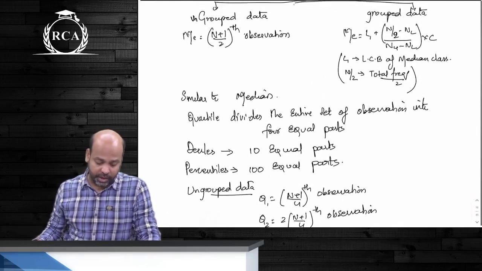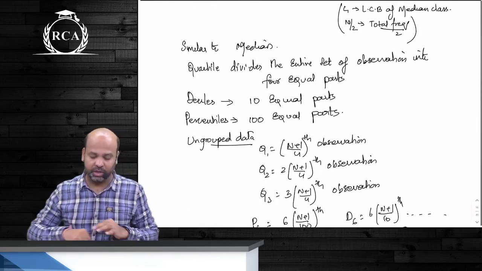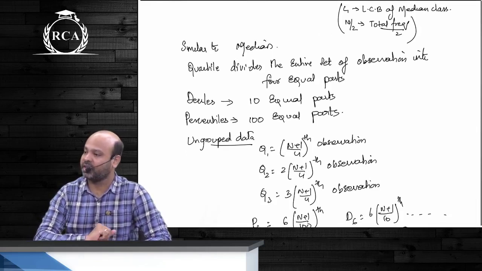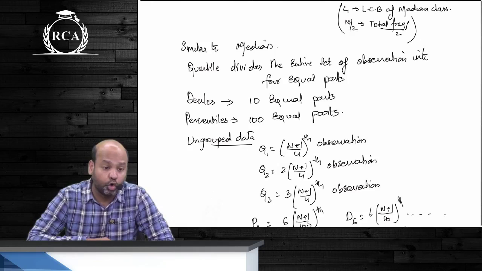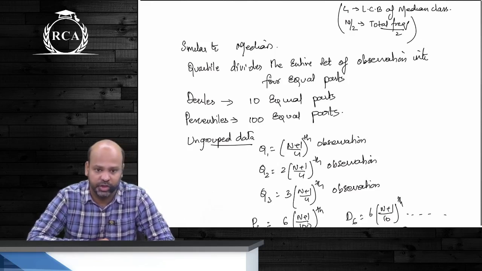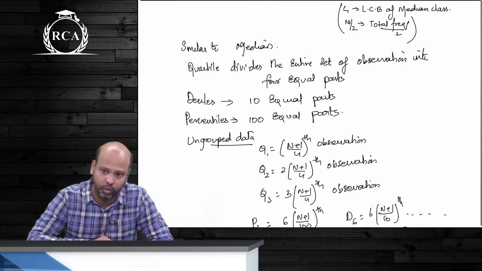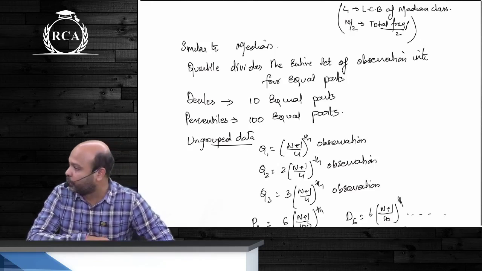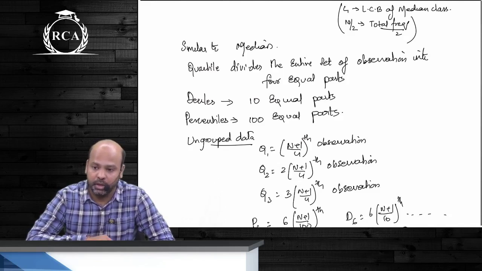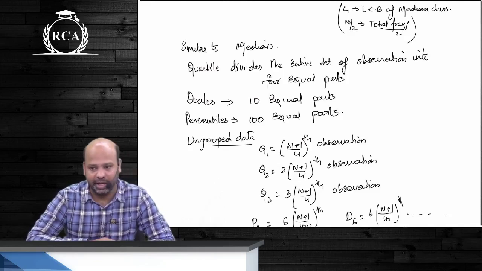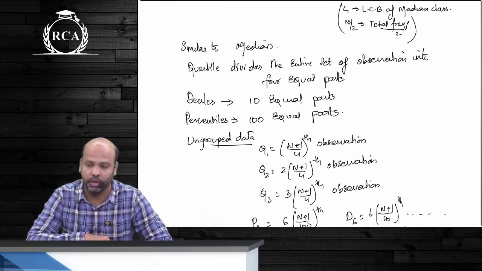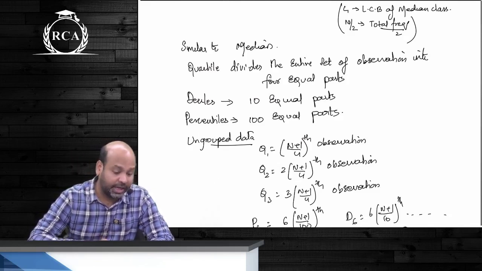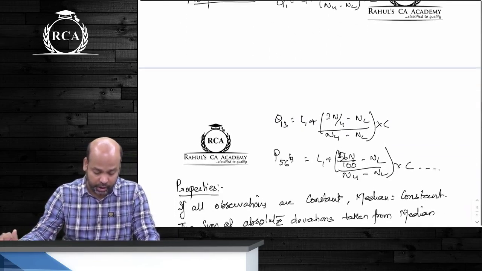Next, as far as other partition values are concerned, we have quartiles, deciles and percentiles. Quartiles divide all the set of observations into 4 equal parts, because you need 4 divisions. There will only be 3 partitions required. So you will have quartile 1, quartile 2 and quartile 3. The position of quartile 1 would be, if it is ungrouped data, (n+1)/4, and quartile 3 will be 3 times (n+1)/4. If it is grouped data, you will write n/4 and 3n/4.